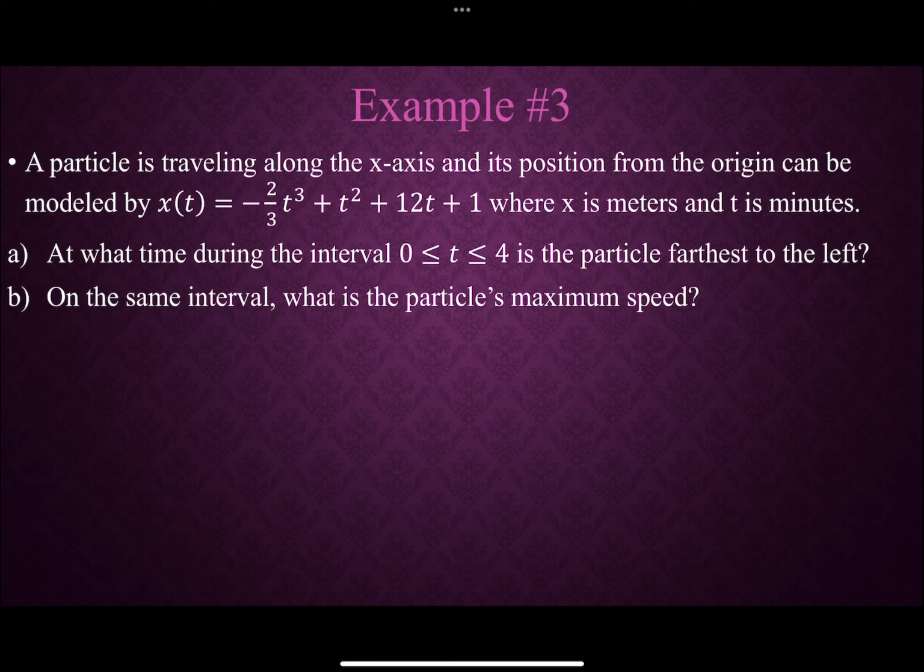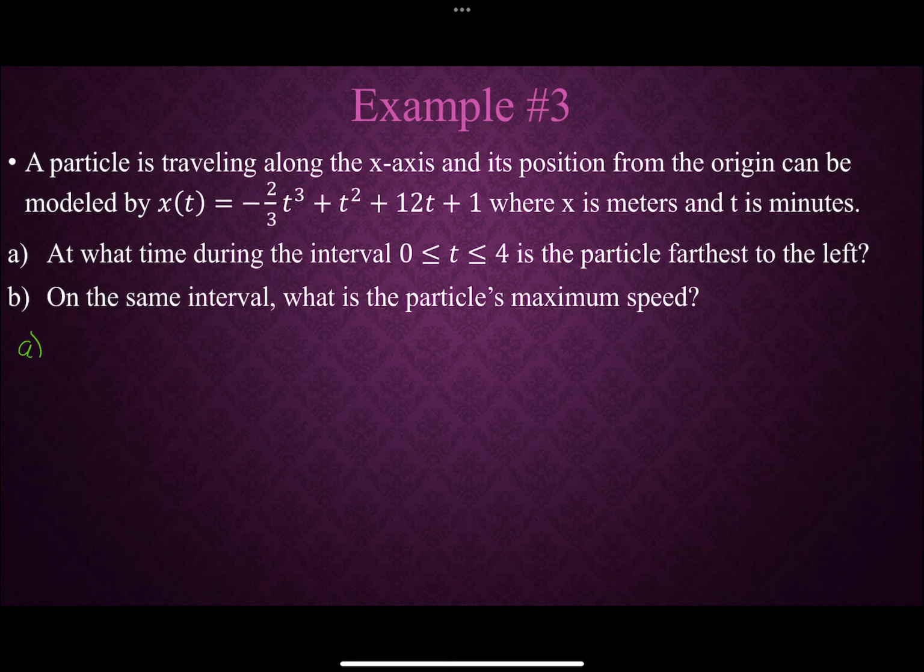So we got 2 parts to this. What time during the interval 0 to 4 is the particle farthest to the left? So this is like an absolute maximum minimum scenario. In this case, it's more like an absolute min, because left would be a negative direction. If it were farthest to the right, then it'd be an absolute max. Either way, we need to find the critical point, and we need to consider the endpoints.